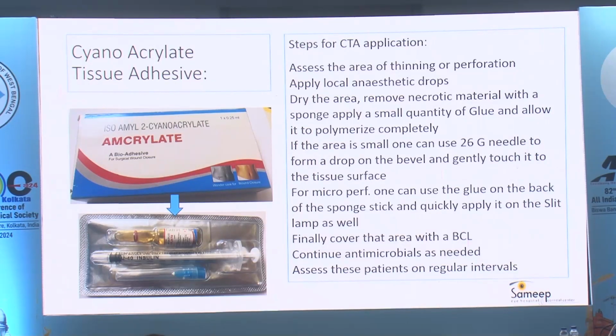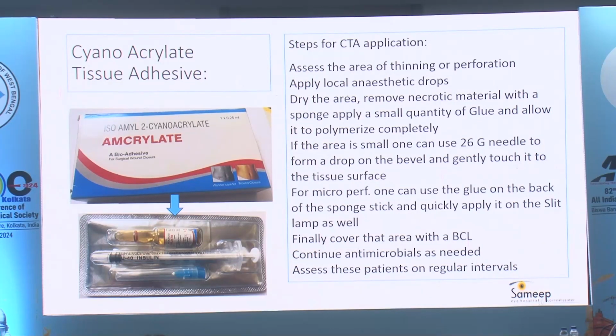It's important to assess the area of thinning or perforation, apply local anesthetic drops, maybe proparacaine, dry the area, remove necrotic material with a sponge or a Johnson bud, apply a small quantity of glue and allow it to polymerize completely. If the area is small, one can use a 26 gauge needle, or even the back of the sponge handle.